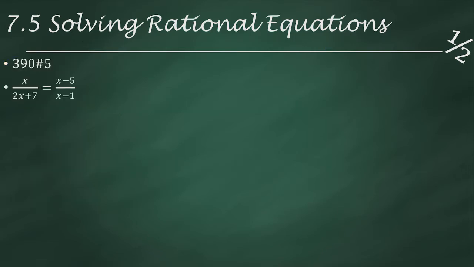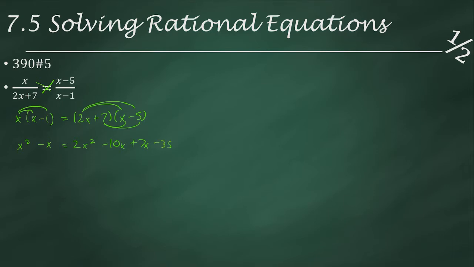So let's try page 390, number 5. This one is simple, so we could try cross multiplying if we want. If I cross multiply, I'll have x times x minus 1 equals 2x plus 7 times x minus 5. All right, we're going to need to multiply this all out, so distribute: x squared minus x equals 2x squared minus 10x plus 7x minus 35.